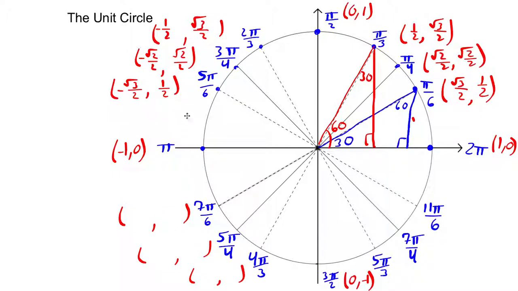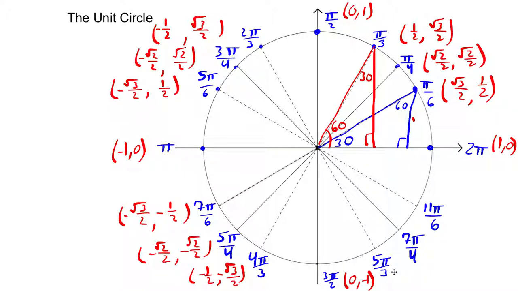Running out of room. 1, 2, 3 for the x values. So we go 3, 2, 1. The y values go 3, 2, 1. So the x values, or sorry, the y values here go 1, 2, 3. But because we're in quadrant 2, both the x value and the y value are negative. So we get negative, negative, negative, negative.